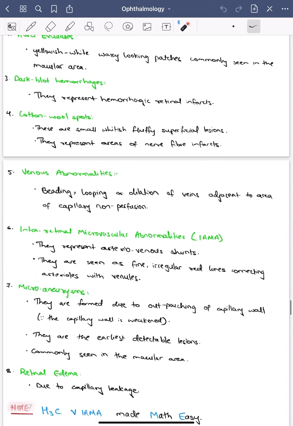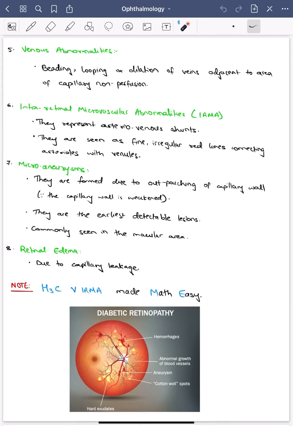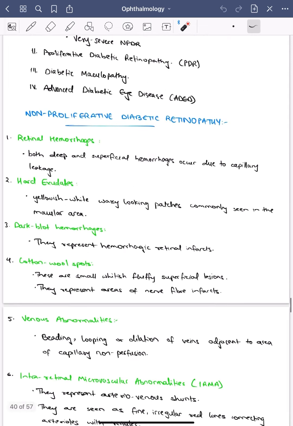Now, a mnemonic to remember this is H.C. Verma made maths easy. H.C. Verma is a book I used to study during my school days. So H.C. Verma made maths easy. H stands for 3 things: retinal hemorrhages, dark blot hemorrhages, and hard exudates.